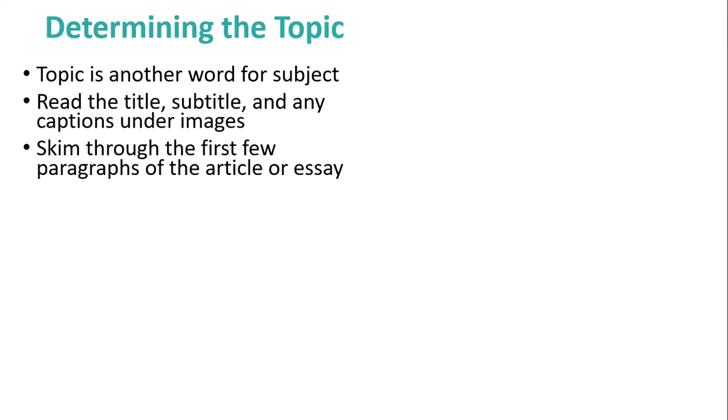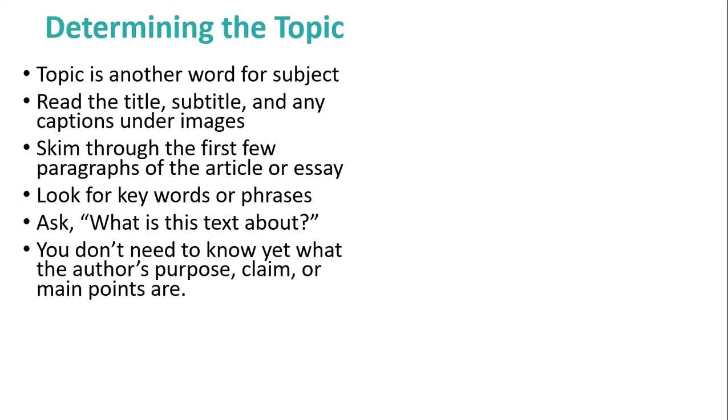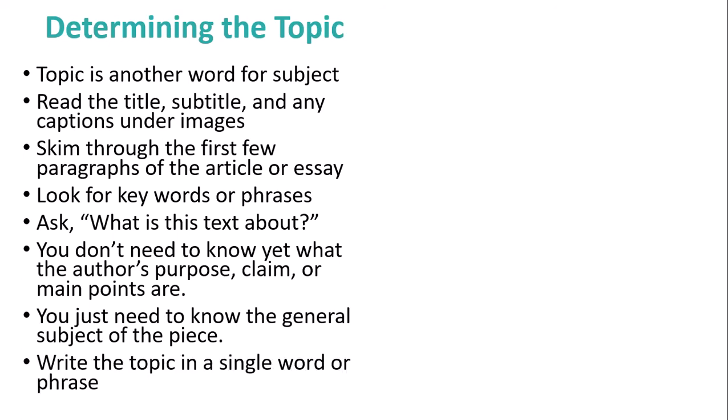Another way to find the topic is to skim through the first few paragraphs. You don't have to read them word for word, but just figure out what this is going to be about. Look for keywords or phrases, and ask yourself, what is this text about? You don't need to know yet what the author's purpose, claim, or main points are. You're just trying to figure out what they're writing about, the general subject of the piece. And then write the topic in a single word or phrase.